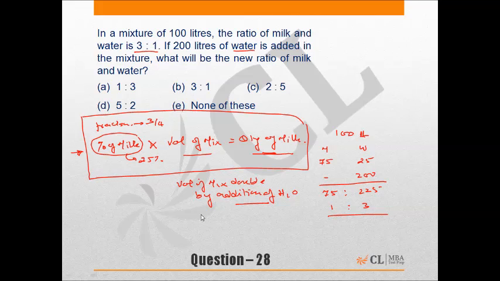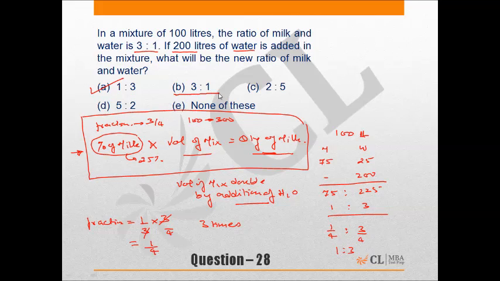So in this particular question, what is happening is the volume of the mixture is going from 100 liters to 300 liters by addition of 200 liters of water. So the volume has become 3 times. If the volume has become 3 times, the fraction of milk should become 1/3. The original fraction of milk was 3/4, so the new fraction of milk is 3/4 into 1/3, which means it has become 1/4. So 1/4 is milk, obviously 3/4 should be water, or the ratio becomes 1/4 is to 3/4, or 1 is to 3, which is the new ratio of milk is to water.